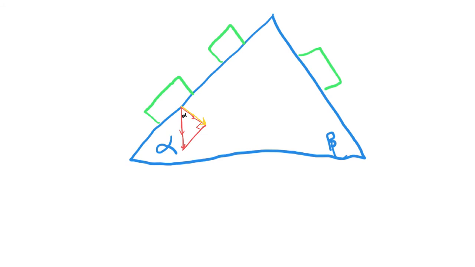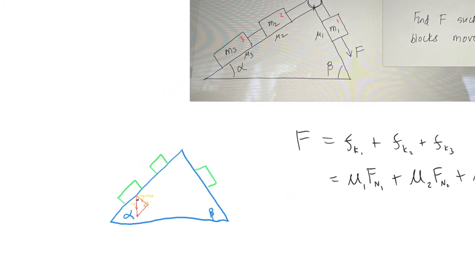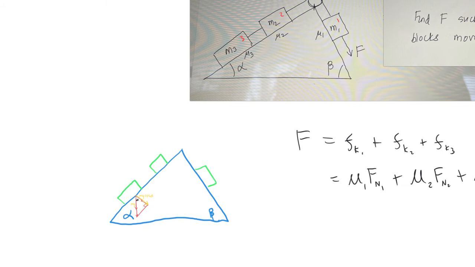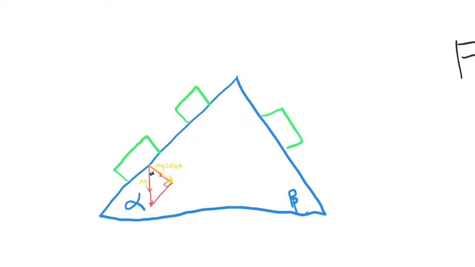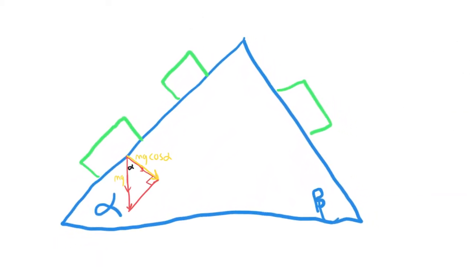Now that yellow part is going to be mg, because this is mg. This is always mg for these incline problems, okay? So this is going to be mg times cosine of alpha. So that's the normal force there. Now, what is m? Well, I guess we're just going to call it m3, okay? So we're going to call that m3 right there.